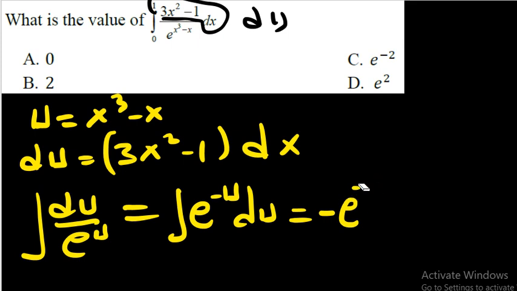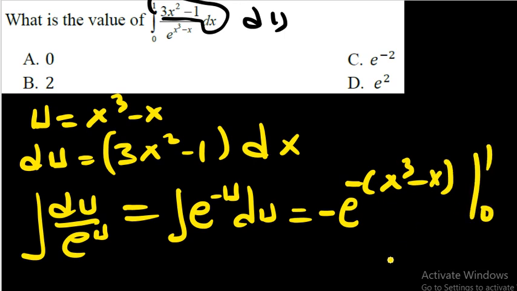What is u? Negative of x cubed minus x. Let's get it back because the u is x cubed minus x. Then from what to what? From 0 to 1. Therefore, keep the negative here outside and try to evaluate.